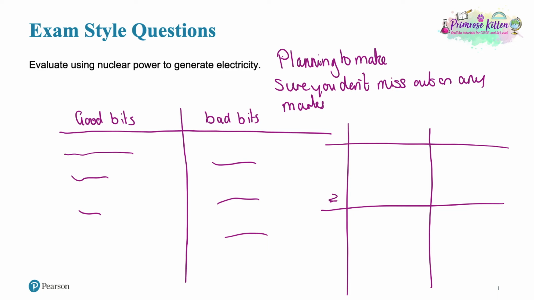Now, if you were going to do an advantages and disadvantages question comparing two different things, I would suggest making a grid and then quickly noting things down. But in each box, aim to have two different things.